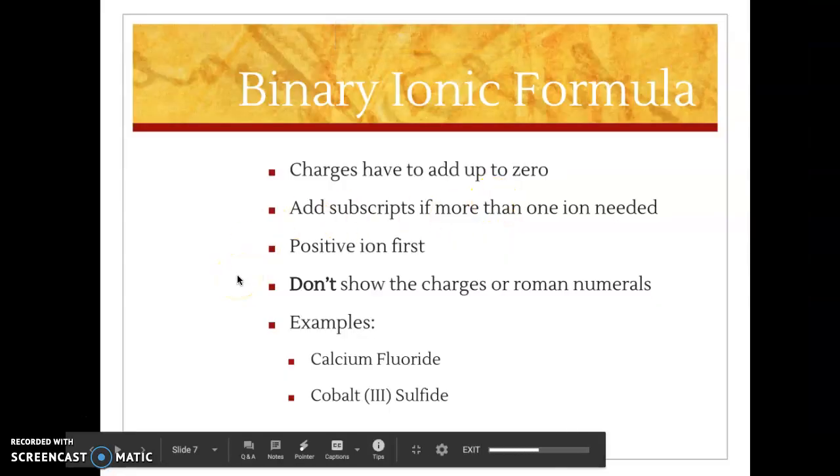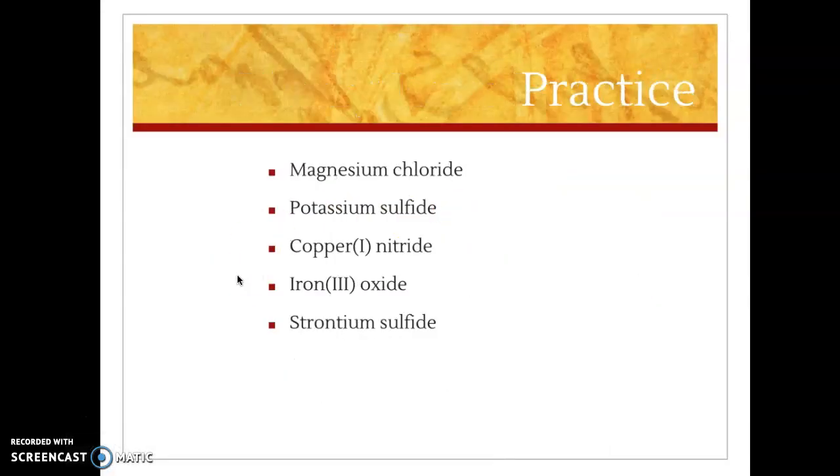Okay, now going back to the slideshow, there are 5 practice problems. So go ahead and pause the video and try those out.